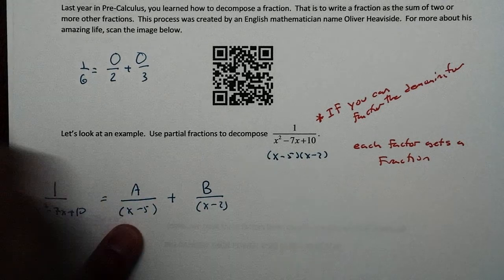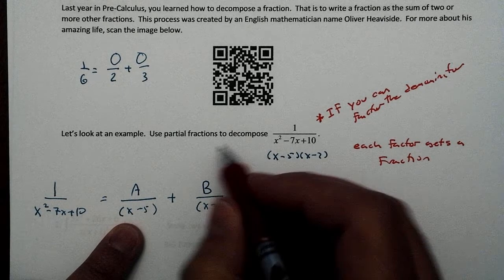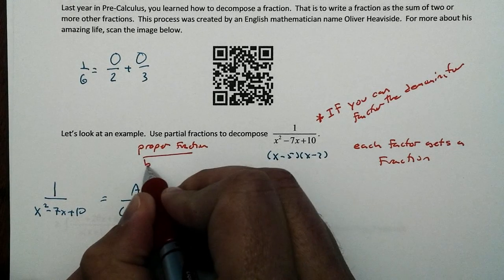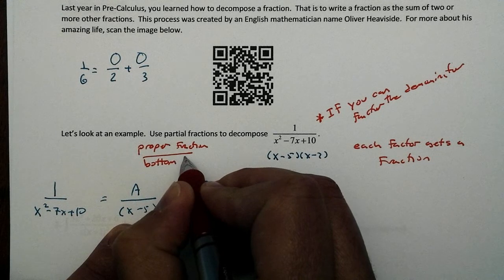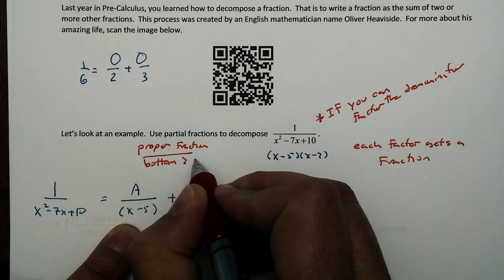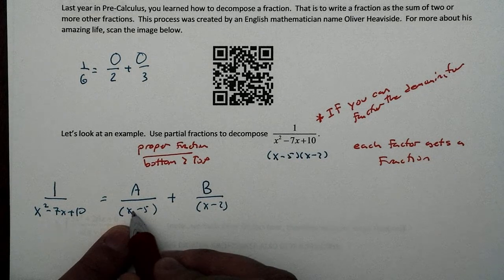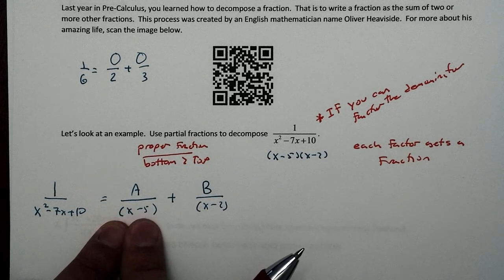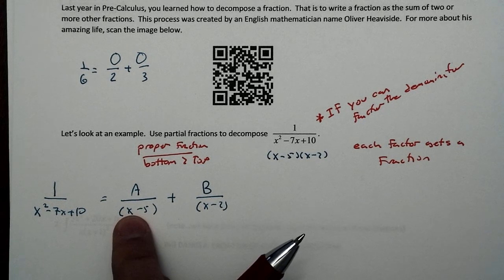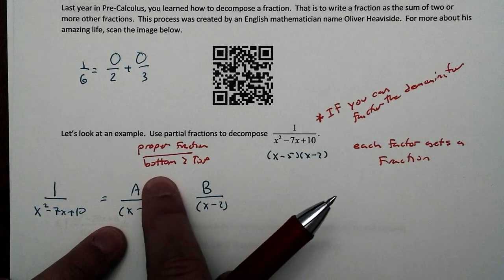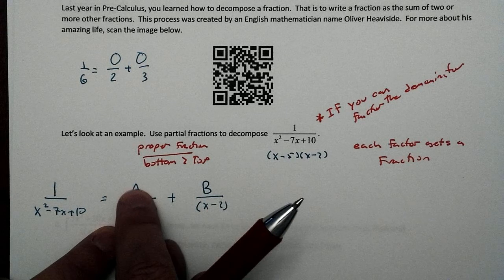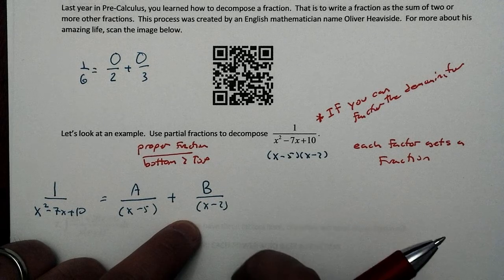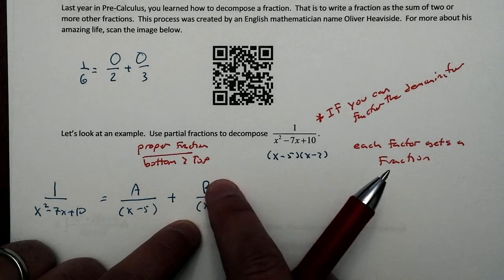Now, there is a rule for this one. We want to create a proper fraction. If you forgot what a proper fraction is, that is where the power on the bottom is greater than the top. In other words, the degree on the bottom has to be greater than the degree on top. So if this is a linear factor, the top has to have a power of 0. So it's just a number, like A. Over here, same thing, linear. So that's going to be another number, with a degree of 0.